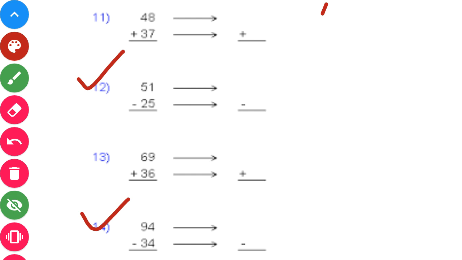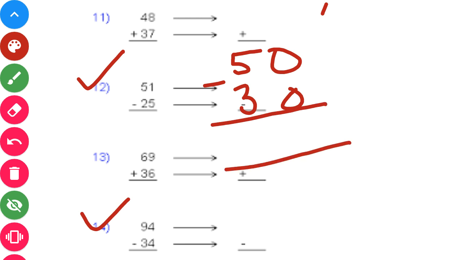Now, question number 12. 51 is given there. 1 is there at ones place. So now, 51 is closer to 50 or 40? Tell me. 51 is closer to 50. Now 25. I have told you that 5 is given at ones place. That means we have to round it up. So 25 will get converted into 30.